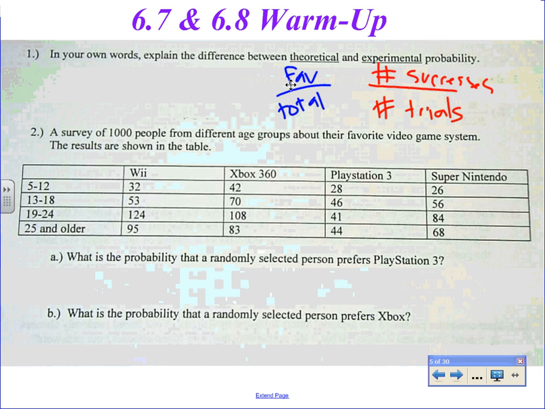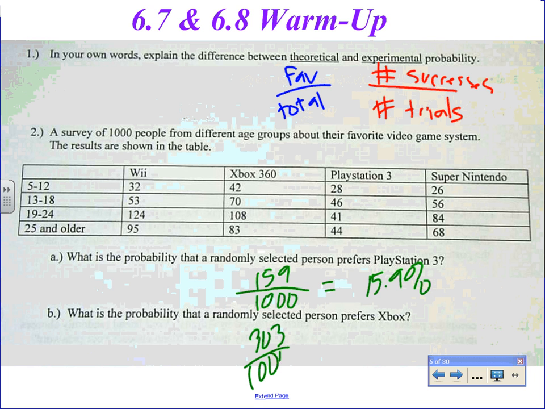Okay, David, 2A, what did you get? Good, 159 over 1,000. Did anyone convert this to a decimal or a percent? You didn't have to. Okay, 15.9% if you did. Remember, decimal, fraction or percent for probability, it doesn't matter. Abigail, 2B. Good, 303 over 1,000. Did anyone convert this one? Neil? Good, 30.3%. Again, decimal, fraction or percent is okay. Ben, are you checking your answers? Okay, put your calculator down.